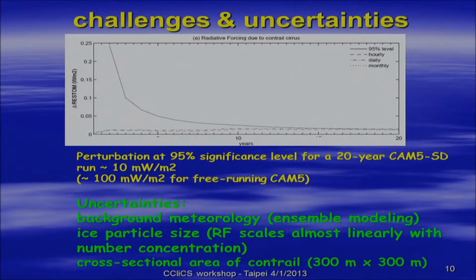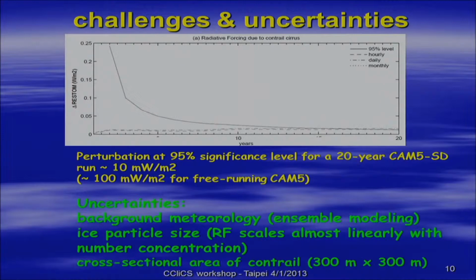However, even doing so, you have to be aware there are a lot of uncertainties. For example, the background meteorology you use to nudge the model to. To address this, we use the so-called ensemble modeling technique. We use 4 different yearly meteorologies obtained from a free-running CESM simulation previously. And so you get 4 ensemble members, and you run the model for 20 years individually.